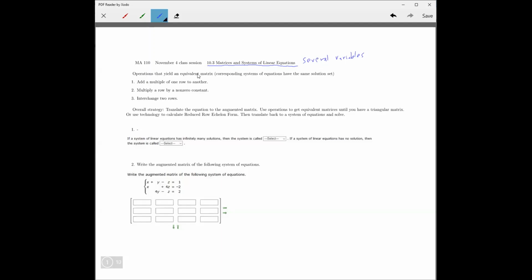So there's operations that yield an equivalent. Okay, so here's this, I'll talk about this in a little bit, but this is really important for this section. Let's start on number 1 here.